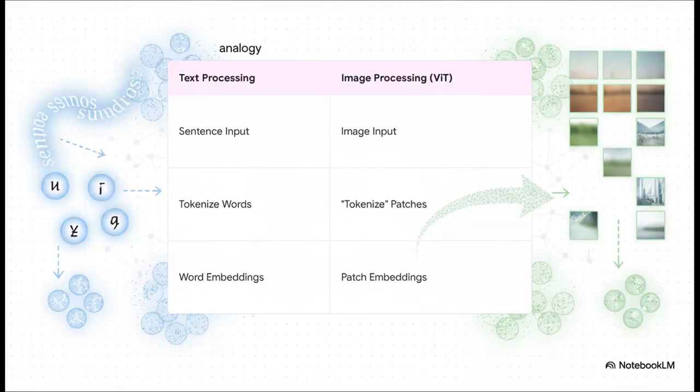The core idea behind the vision transformer is just a brilliant analogy. Think about how a normal language transformer works. It takes a sentence, it breaks it up into pieces called tokens, basically words or parts of words, and then it turns each token into a numerical vector called an embedding. The ViT just cleverly copies that exact process, but for images. It tokenizes an image not into words, but by slicing it into a bunch of smaller patches. Then it turns each of those patches into an embedding. It's the same fundamental concept, just applied to pixels instead of text.